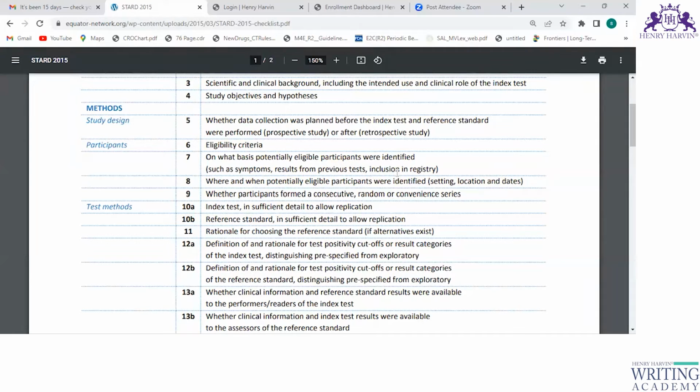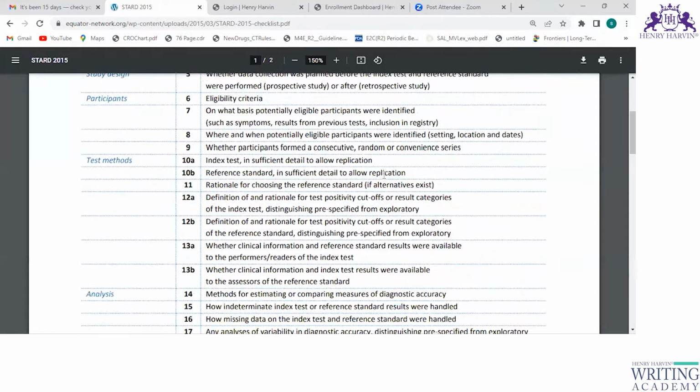Then you have to write about the participants. What are the eligibility criteria, the inclusion or exclusion criteria for recruitment? On what basis were the participants identified, from their symptoms, from results of a previous test, or because they are included in a registry, meaning they participated in the same type of trial and were recruited from there? Then you have to give information about the setting, location, and recruitment period, the first date of recruitment and when the recruitment ended.